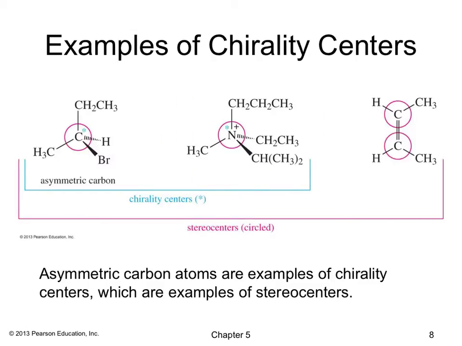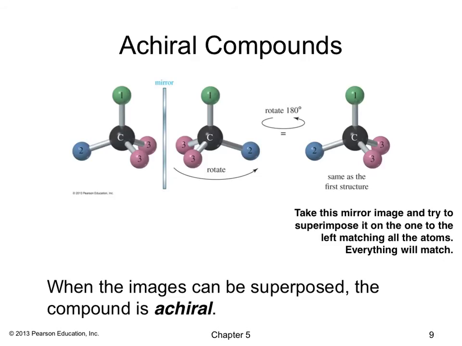In the case here, here's a nitrogen. Nitrogen can also have a chiral center, denoted by that asterisk star, and because it has 4 different things attached to it, as a result, it has a chirality center. So asymmetric carbon atoms are examples of chirality centers, which are examples of stereocenters in general.